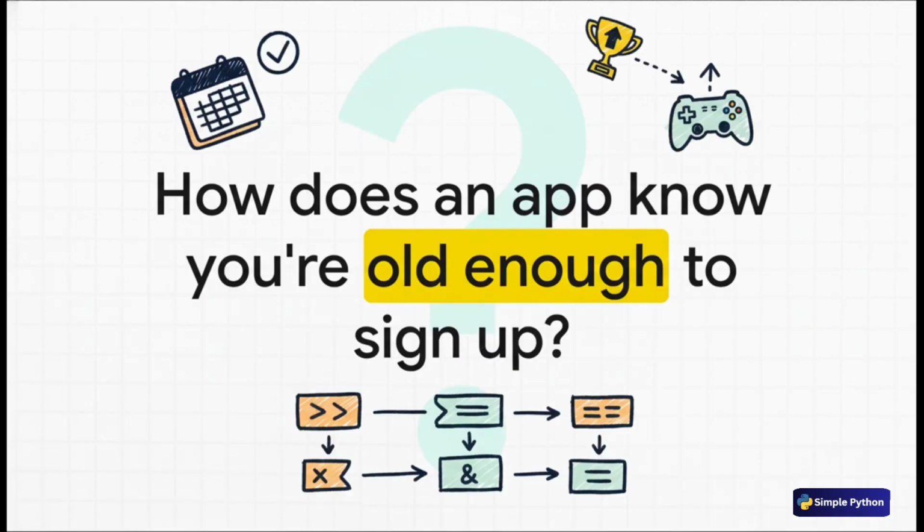You ever stop and think about that? When an app asks for your birthday, how does it know if you're old enough? Or how does a video game know you've got enough points to level up? Well, it turns out it's not magic at all. It's just the simple but super powerful logic of operators doing their thing behind the scenes.